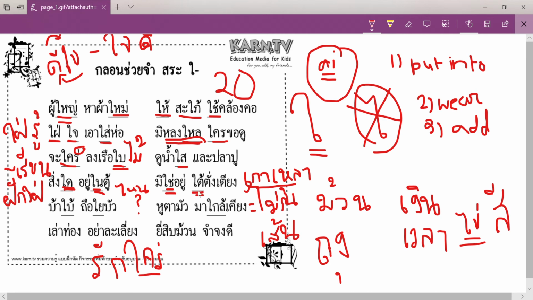ใต้ means under, and the opposite of ใต้ is on, or บน. ใต้ and บน. ใต้เตียง, เตียง is bed, so ใต้เตียง is under the bed and บนเตียง is on the bed. ใต้ also has another meaning, south, like the southern part. ภาคใต้, the southern part of Thailand, ภาคใต้ของประเทศไทย. คนใต้, a person from the southern part.